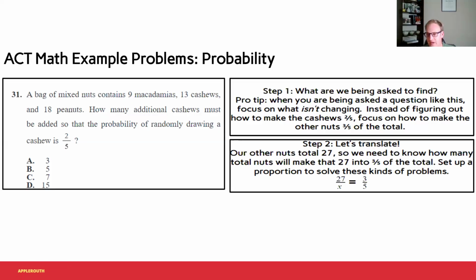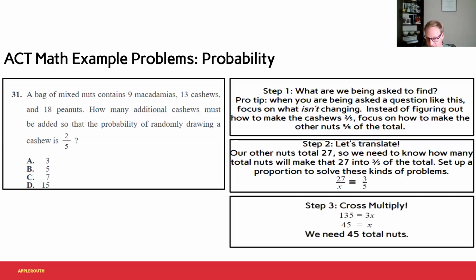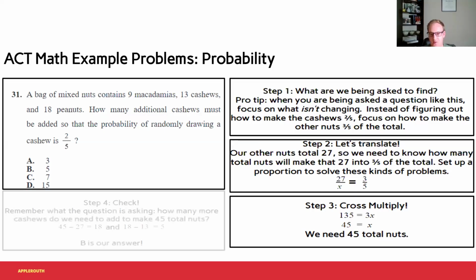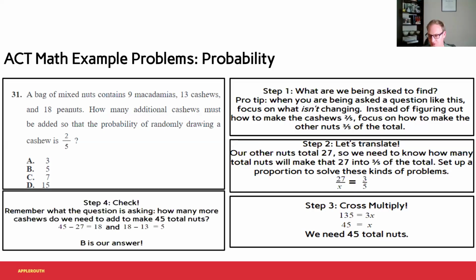A proportion is very common to set up. 27 is to what as 3 is to 5? 27 over x equals 3 over 5. That x will be the total number of nuts at the end, which is 45. And so we started out with 9 plus 13 plus 18, which is 40. That must mean that we had to add 5 cashews to get to our final proportion.